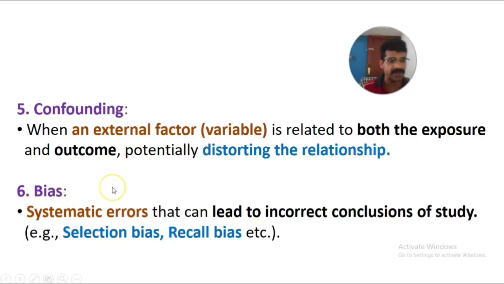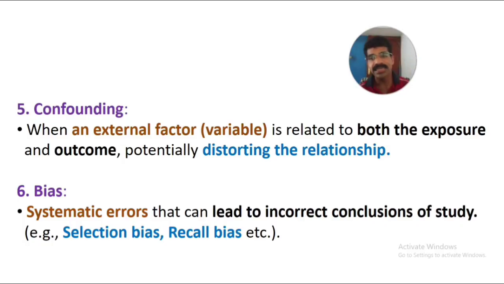The last one is bias. The last component is bias. It is nothing but error. Systematic errors that can lead to incorrect conclusions or results of the epidemiological or analytical study are called bias. That may include selection bias and recall bias. Selection bias occurs when selecting the study samples. If you do not use a proper method in selecting the study participants, that may lead to selection bias. And recall bias arises in data collection. If you do not use a proper data collection method among the study population, that may lead to bias or errors, called recall bias.